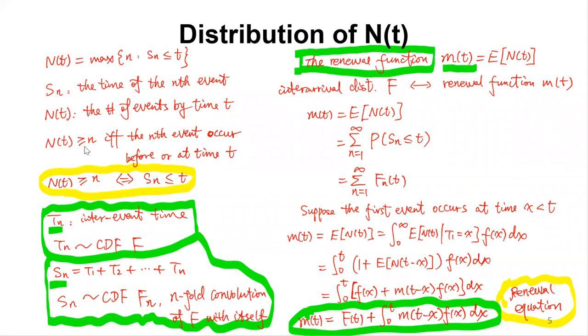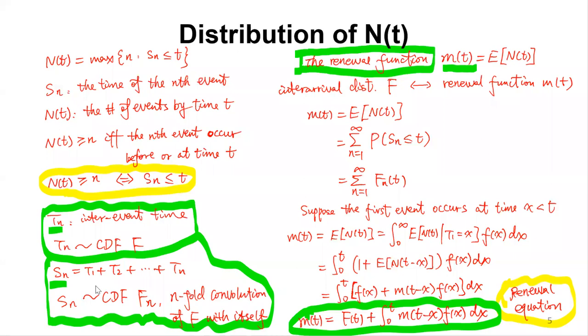So Nt greater than or equal to n if and only if the nth event occurs before or at time t. So Nt greater than or equal to n is equivalent to Sn less than or equal to t. Again, Tn is the inter-event time. If Tn follows this cumulative distribution function, capital F, then Sn equals T1 plus T2 up to Tn. If Sn has a CDF like Fn, okay?